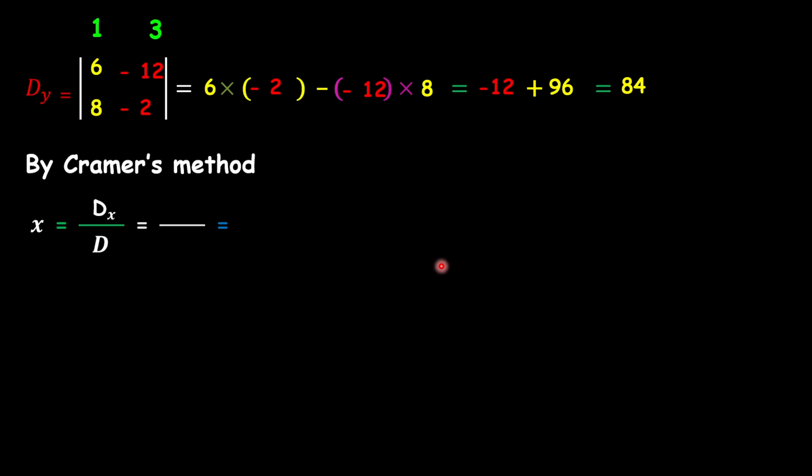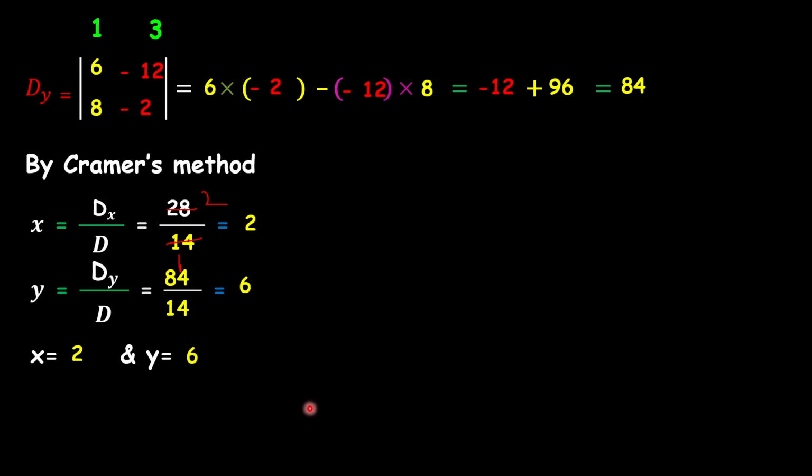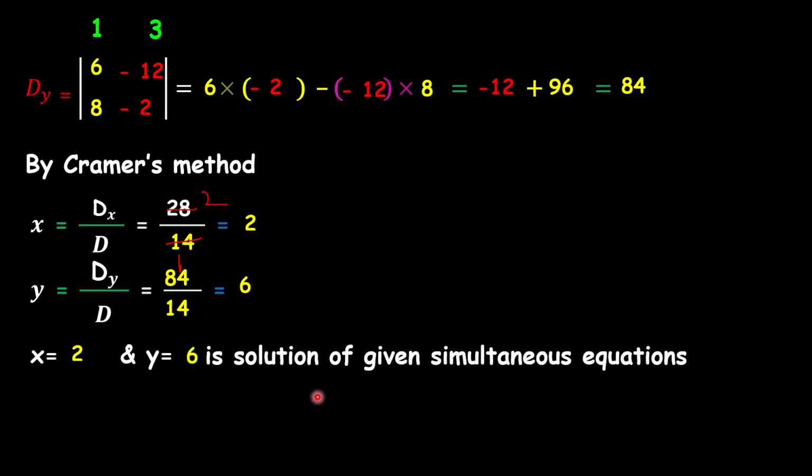By Cramer's method, x is equal to, tell me formula, Dx upon D. Value of Dx is equal to 28 upon D is 14. Now dividing by 14, we will get 14 ones are 14, 14 twos are 28. Therefore x is equal to 2. Now value of y is equal to Dy upon D. Value of Dy is 84 upon 14. Dividing by 14, we will get 14 6s are 84. Therefore y is equal to 6. Therefore x is equal to 2 and y is equal to 6 is the solution of given simultaneous equation.